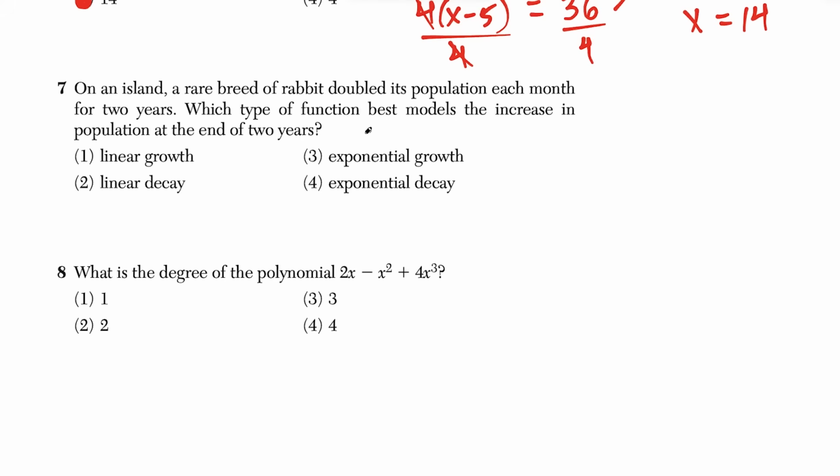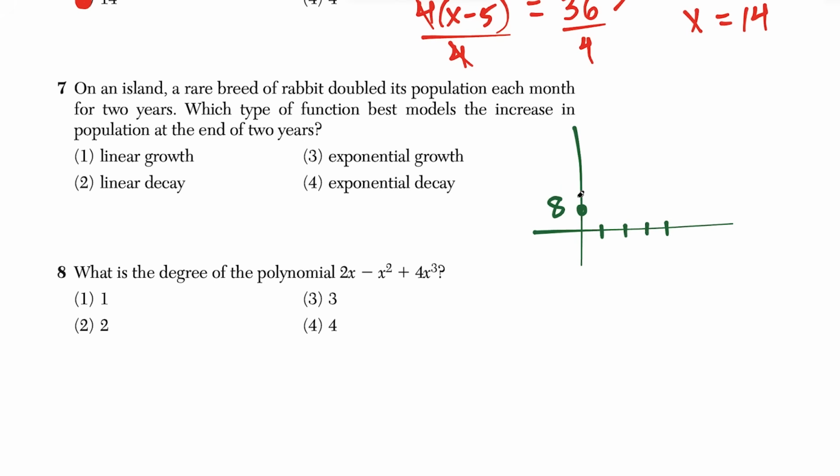Question 7, on an island, a rare breed of rabbit doubled its population each month for 2 years. Which type of function best models the increase in population at the end of 2 years? So for this one, what we could imagine here, if you just can't jump right to exponential growth, is just plug in some numbers. Let's say the rabbit population starts off at, I don't know, let's say 8 rabbits.